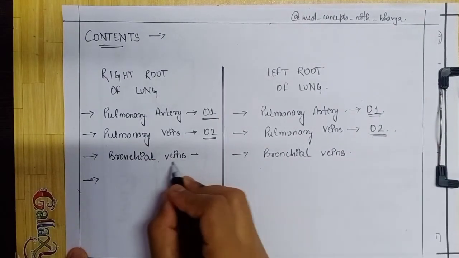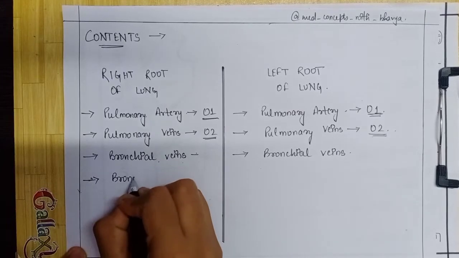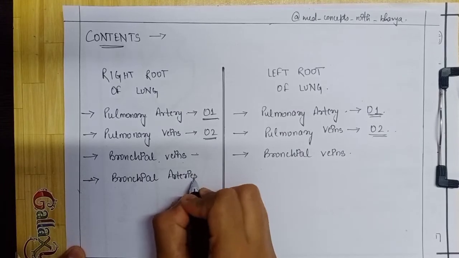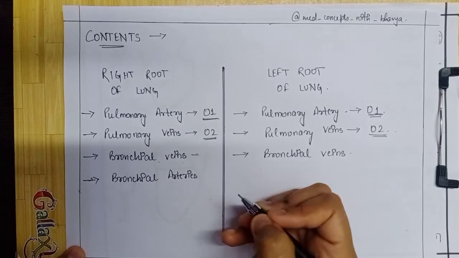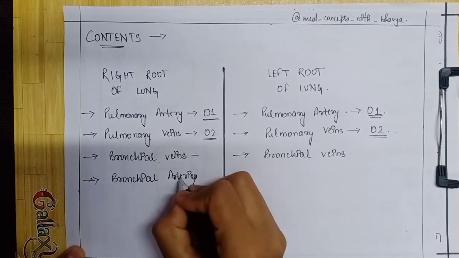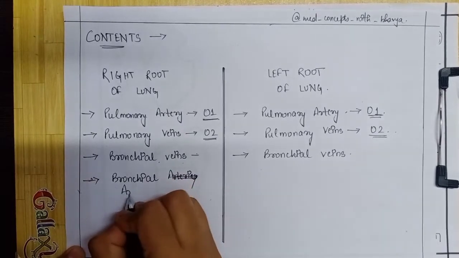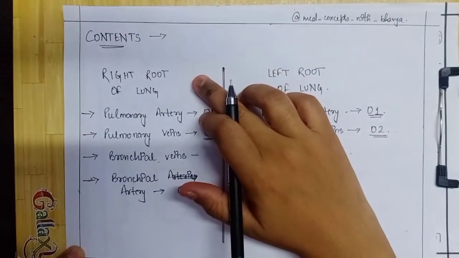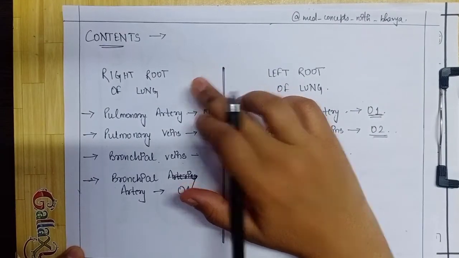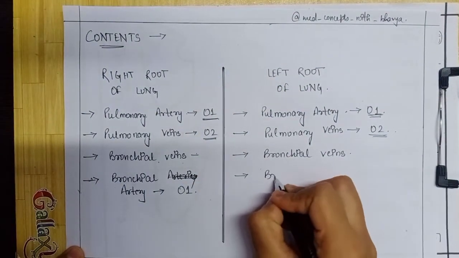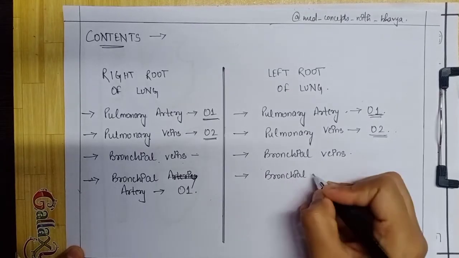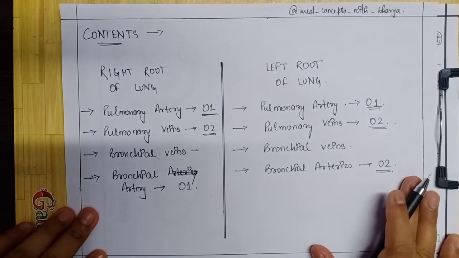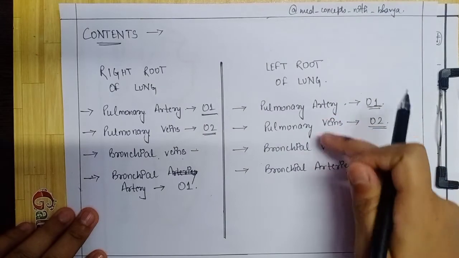Then we have what? We have written the veins, so we have the bronchial arteries. Let me cut this, I'm very sorry. We have only one bronchial artery on the right side, that is the right root of the lung, and we have two bronchial arteries on the left side lung. So till now we have completed 4 contents: 1, 2, 3, 4, right?